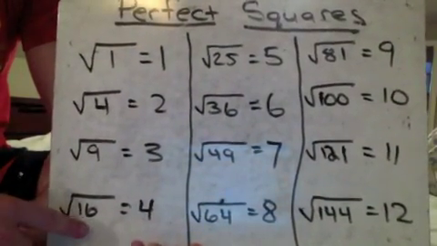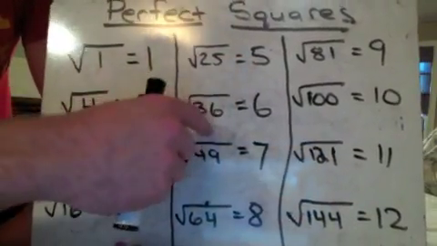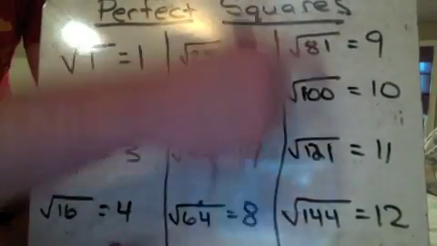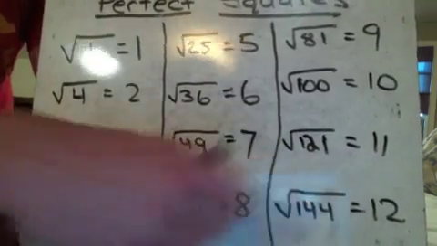The square root of 16 is 4. The square root of 25 is 5. The square root of 36 is 6. And all the way up to the square root of 144 is 12.